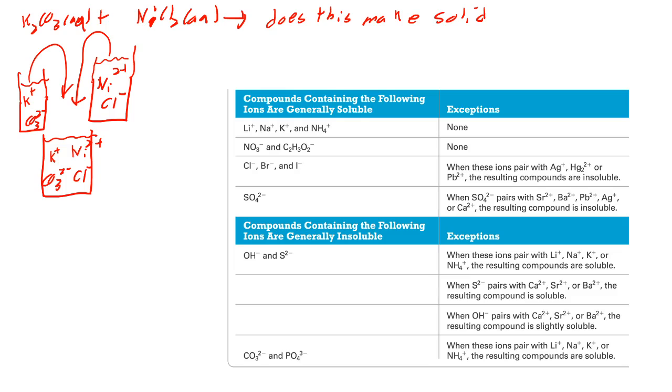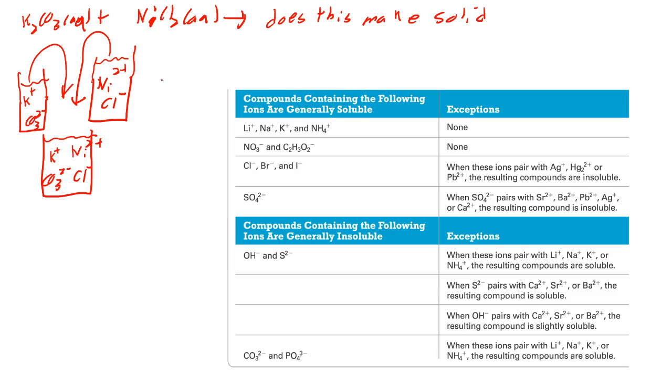The way we're going to do this is we already know potassium with carbonate doesn't make a solid. Nickel with chlorine doesn't make a solid. So we don't have to worry about those two sets. We only need to check the potassium with the chlorine and the nickel with the carbonate. The way we do this is we're going to flip the anions in our balanced chemical equation.